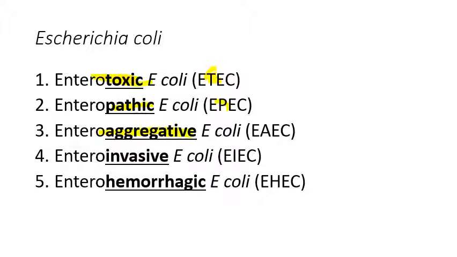Enteroaggregative, aggregative is where the A comes from. Invasive is where the I comes from. And hemorrhagic, you know what hemorrhaging is. That means bleeding. Internal bleeding is where the H comes from in the worst of them, which is EHEC.